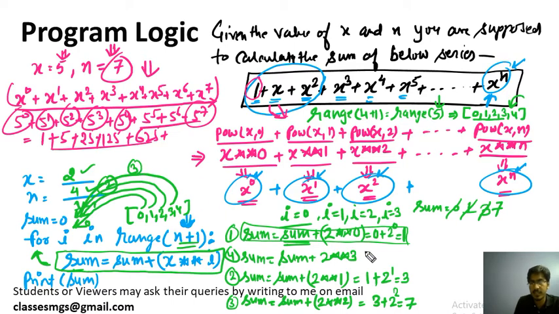This time i is 3. So sum is already having the 7. Okay, 7 plus 2 raised to power 3. 2 raised to power 3 is what? 8. 7 plus 8? 15. So sum will become 15 now.